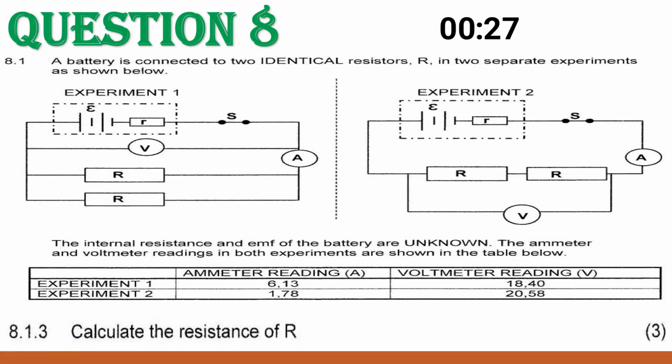Okay, calculate the resistance of R. What is our resistance R? Remember, when you calculate R with that formula, you are getting the external resistance, not the total resistance. Just remember that. That is R external. We are calculating R external. Yes, time's up. So let's continue.